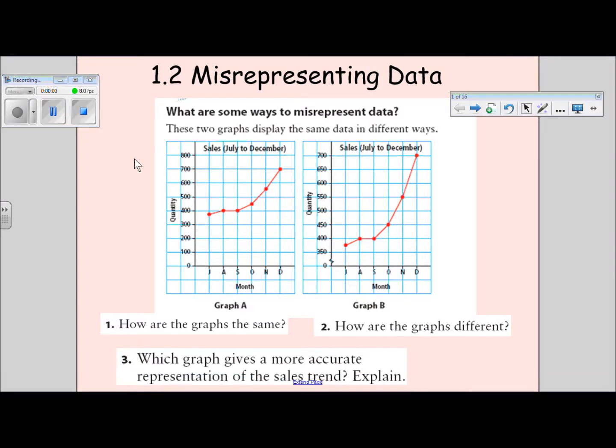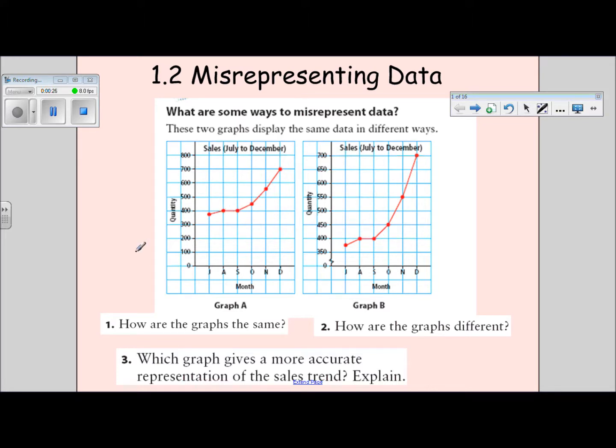This is section 1.2, misrepresenting data. We need to look at this graph here on the screen. We've got the same data represented in two different ways. So we need to, number one, ask how are the graphs the same? They're the same because the graph and the data is exactly the same on both ones.